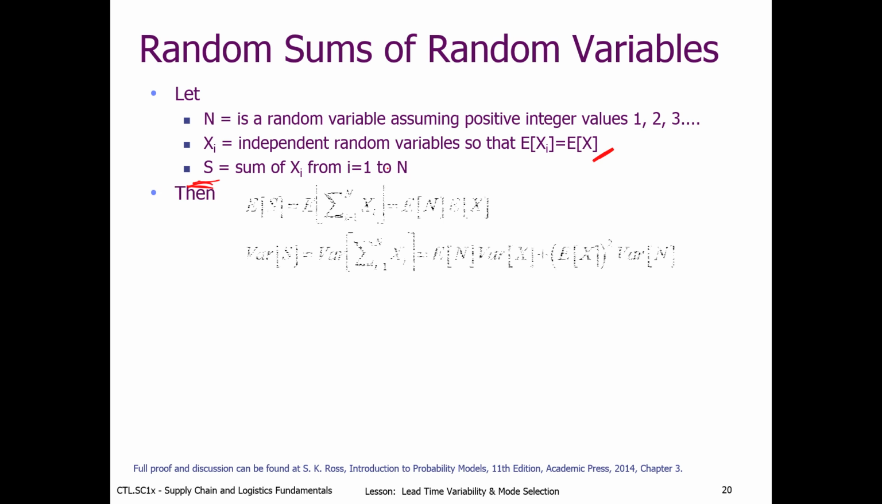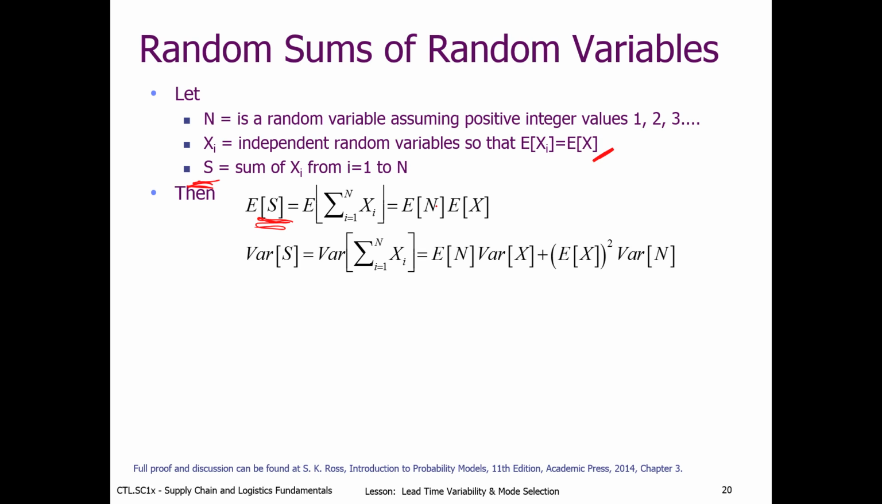So what we're trying to figure out are two things. What's the expected or the average or the mean demand over that lead time, or the random variable over all of those random sums? And that's simply going to be the expected value of the number of periods times the expected demand or variable for each one of the periods. So E[N] times E[X]. And that's kind of intuitive. Everyone kind of gets that, right?